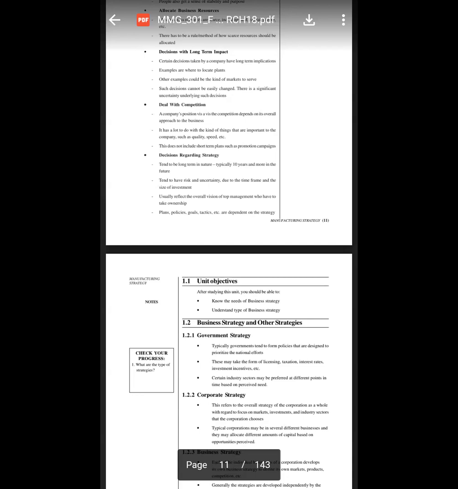Okay, we will go with the next concept, that is called deal with competition. A company's position with respect to the competition depends upon the overall approach of the business. It has a lot to do with the kind of things that are important to the business, such as quality, speed, etc.